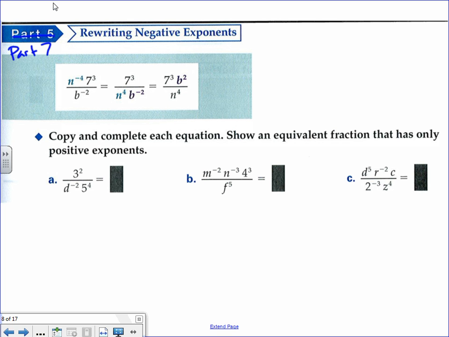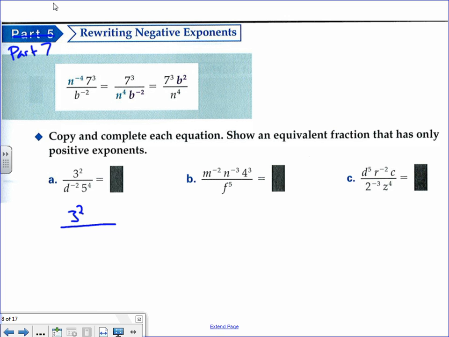So let's take a look at A. I have 3 to the second on top. Well, that's a positive exponent. I am just going to leave it on top. Now I need to look at my ones on the bottom. I have d to the negative second on the bottom.